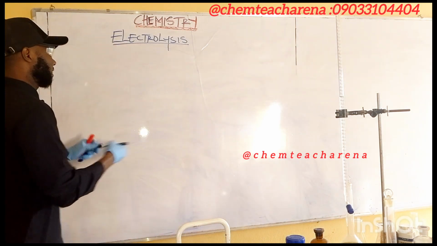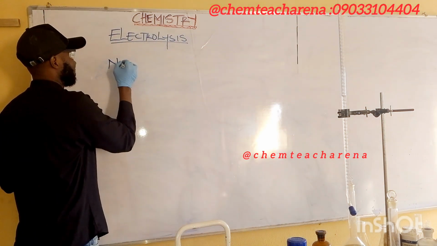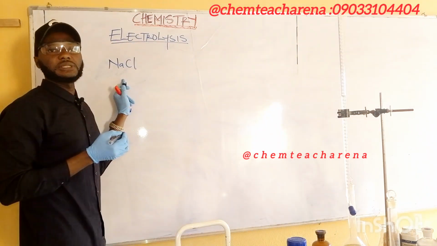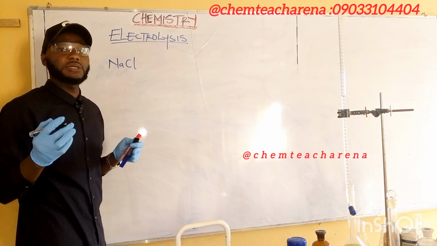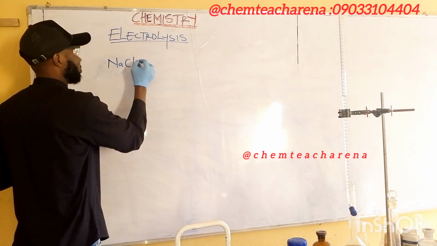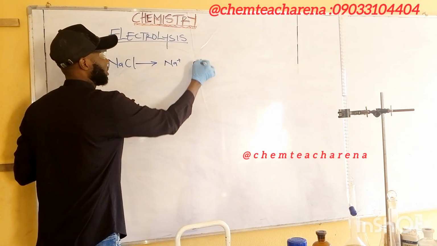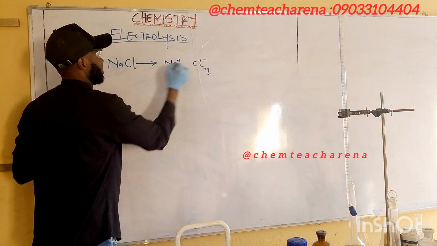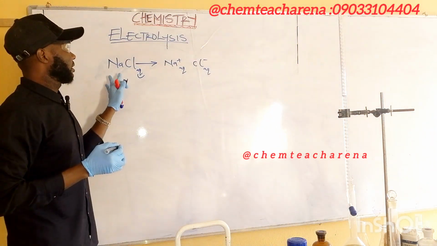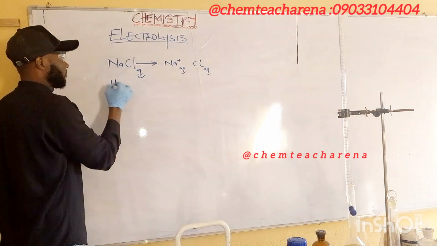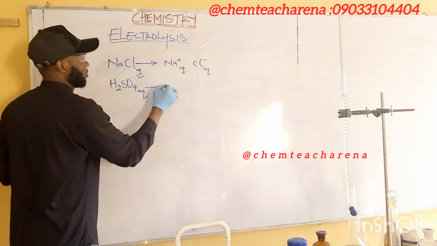So what that means is that, for example, we have sodium chloride, which is NaCl. NaCl is our common salt, the one you use in your house. Once electric current is passed through it, it gives you Na+ and Cl-, aqueous. Now another example, we have tetraoxosulfate(VI) acid, which is H2SO4 aqueous.